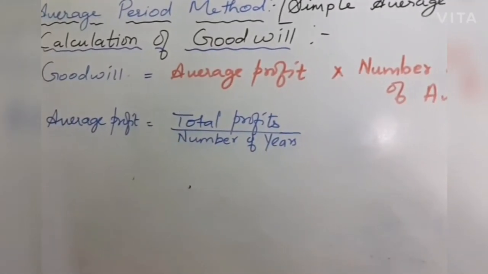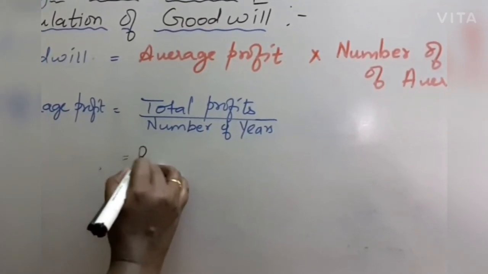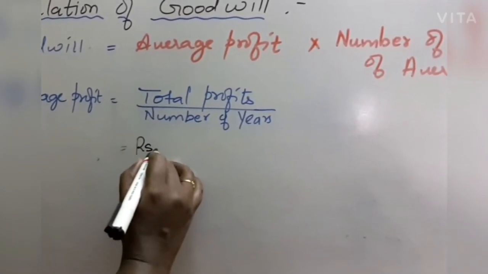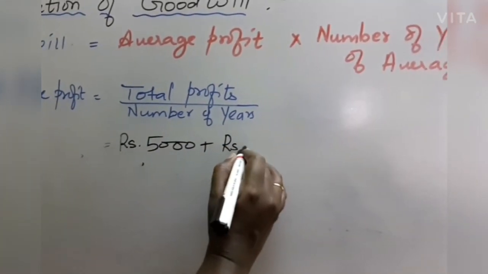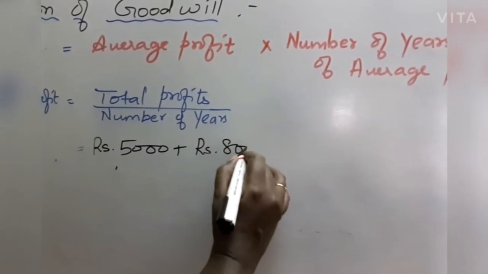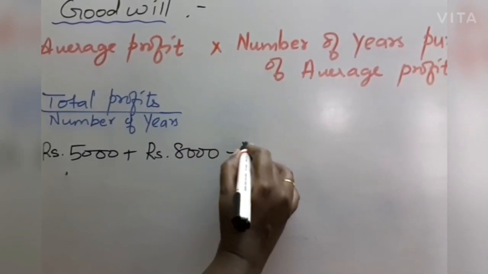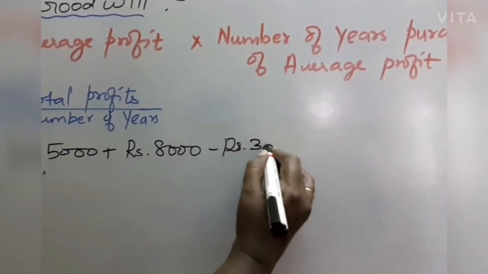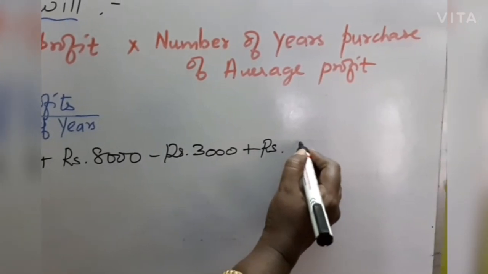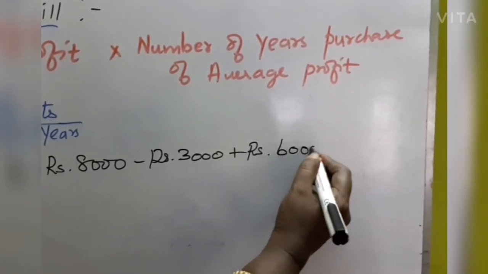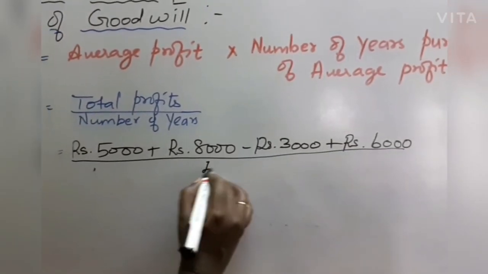Now I am going to substitute the values, children. So as per the question, first year is rupees 5000. So 5000 plus second year you are having an amount of 8000, and then third year there is a loss of rupees 3000, so minus 3000 rupees, and then fourth year you are having a profit of 6000 rupees. You got me, students? So then divided by how many years you are having? 4 years you are having.